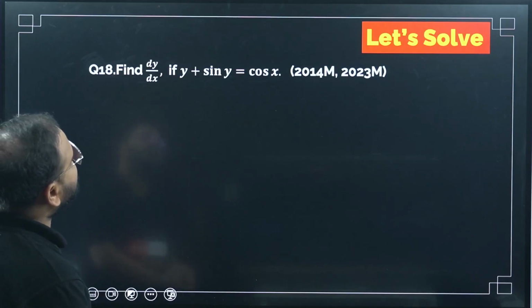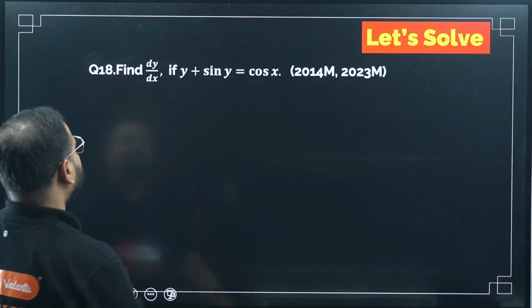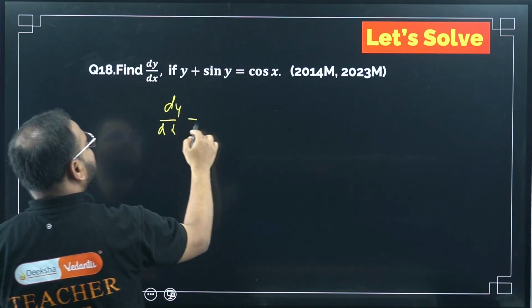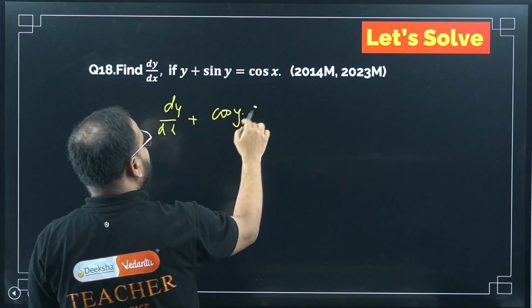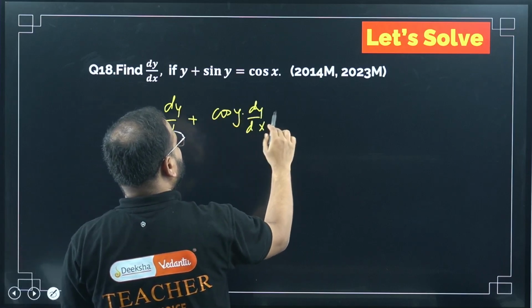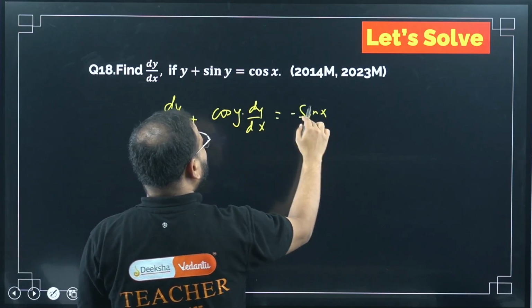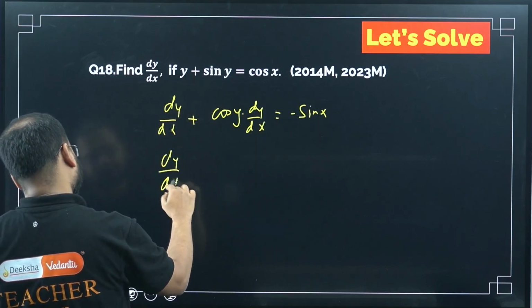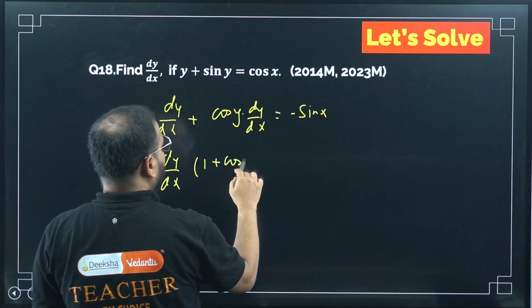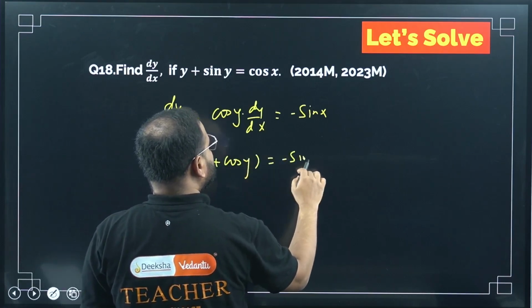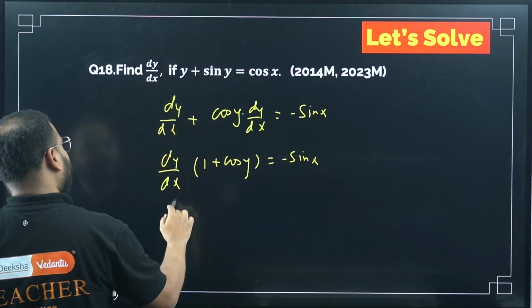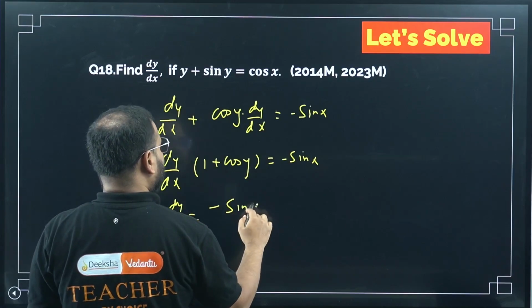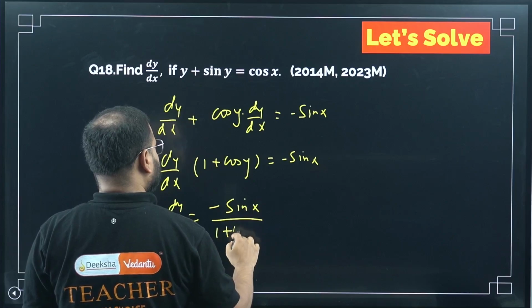Find dy by dx if y plus sin x, sin y equals cos x. Okay, let me do it. What is it going to be? dy by dx for the y. For this it will be what? cos y dy by dx. What is this? Minus sin x. Okay, I need dy by dx, so take it common: 1 plus cos y, minus sin x. Yes or no? dy by dx means what? Bring this over there. So minus sin x upon 1 plus cos y.